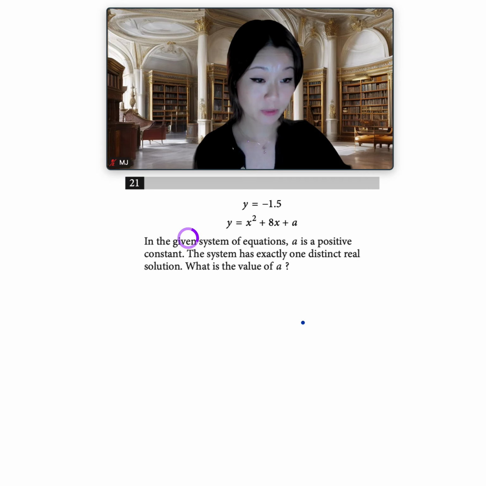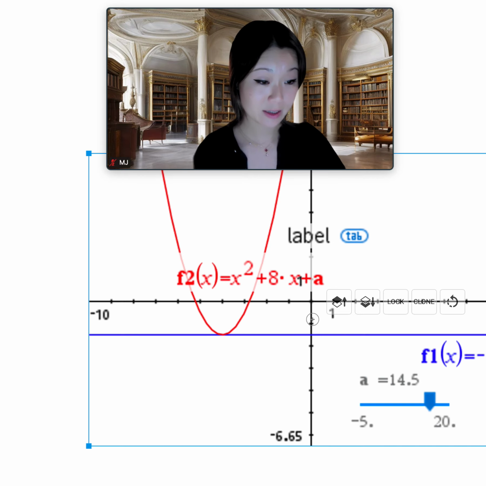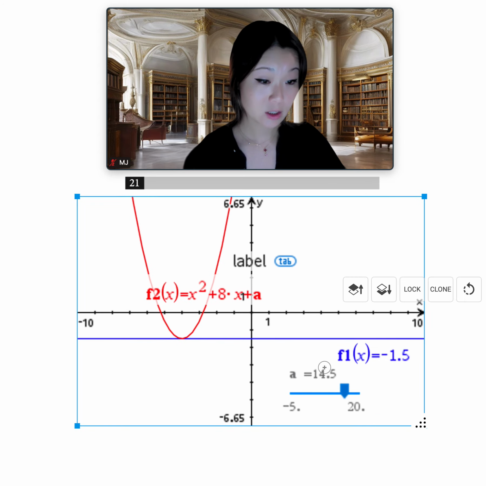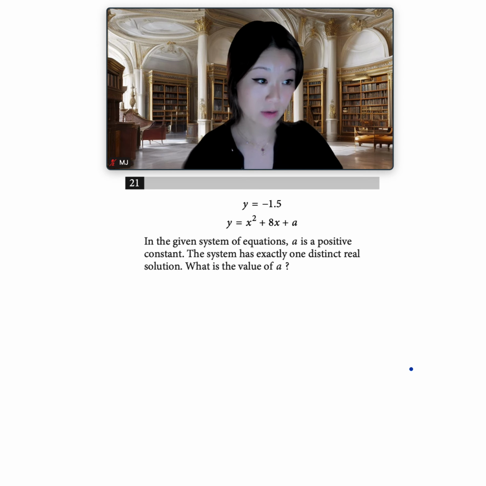Alternatively, and I usually use the TI Nspire calculator for most of my students, you can actually do the exact same thing on this calculator as well. It's the same deal. You just drag it around until you see that it hits only once, and that's going to be at 14.5 as well.